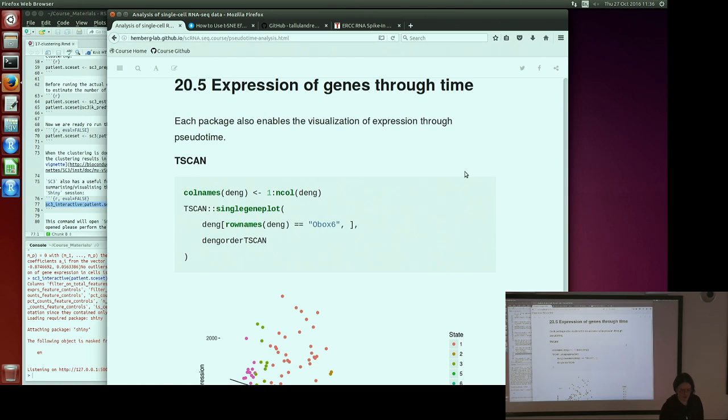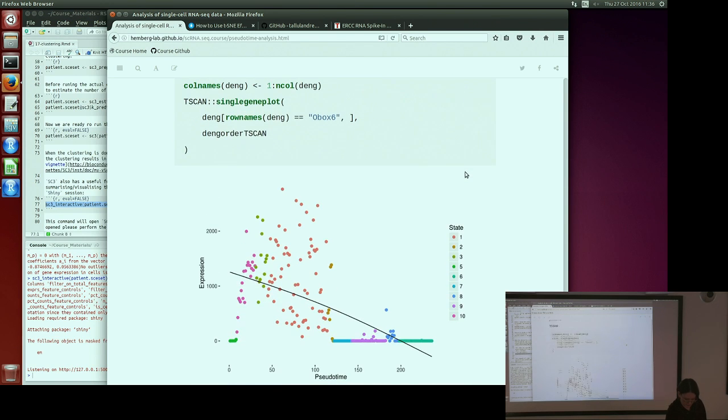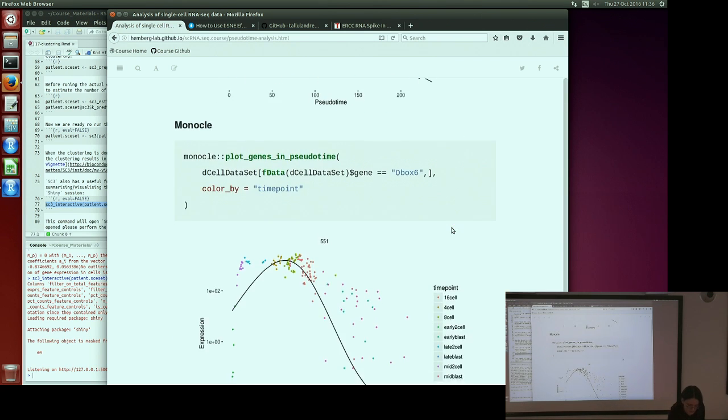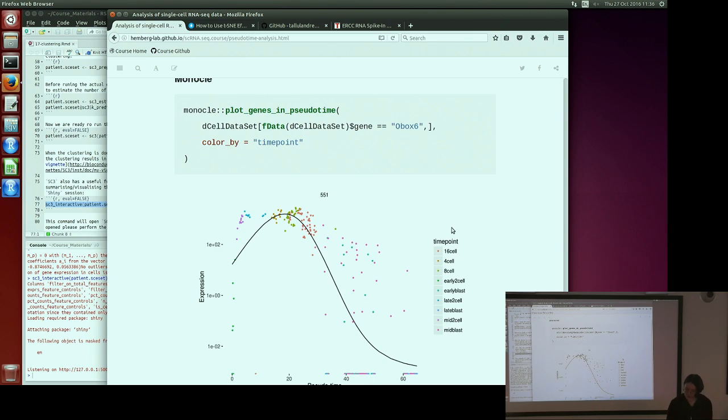Both T-scan and Monocle also allow you to look at the expression of different genes through the pseudotime in very convenient ways. This is the function that you would use in T-scan to do that. Here we've got a gene called OBOX2. You can see it's most highly expressed in the early-ish stages, and then lowly expressed in the later stages. And we display the same gene using Monocle, and again we get this nice humped curve.